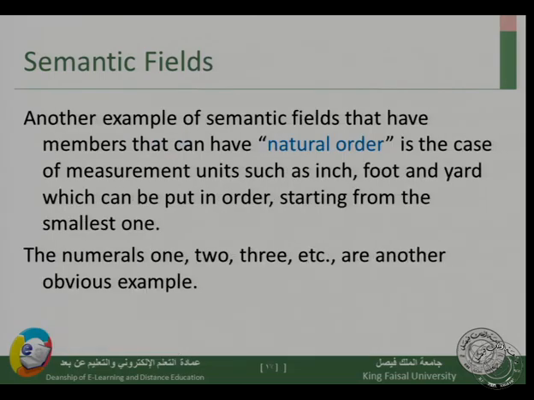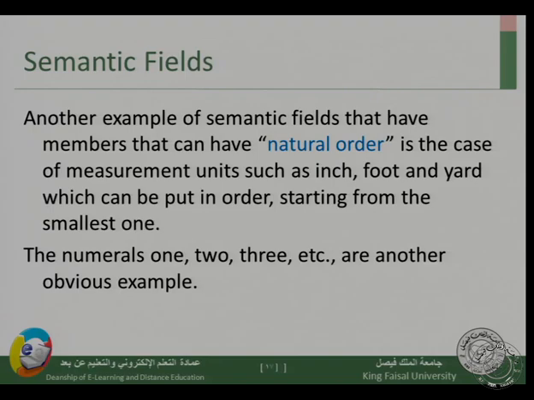Another example of semantic fields that have members that can have a natural order is the case of measurement units. So we have measurement units like inch, foot, yard, centimeter, meter, and so on. These can be put in order starting from the smallest one, or we can go from the biggest one, and so on. So these also have natural order. So we mentioned now three examples: days of the week, months of the year, and also measurement units. All these have a particular natural order in which we can order them.